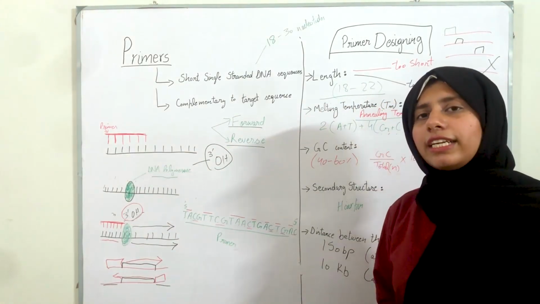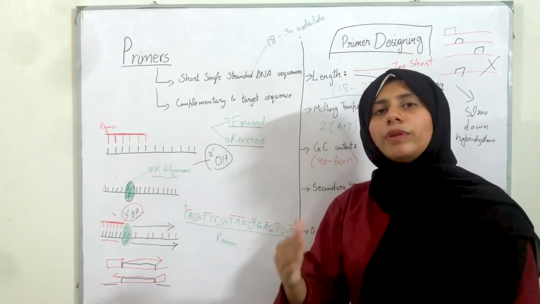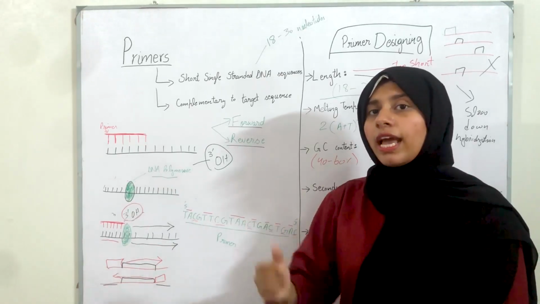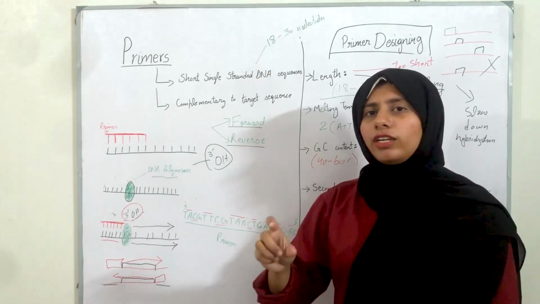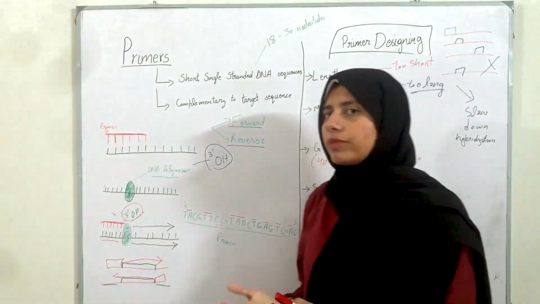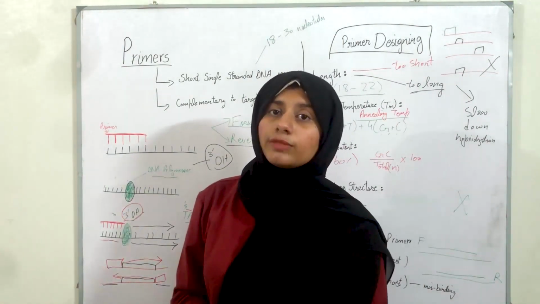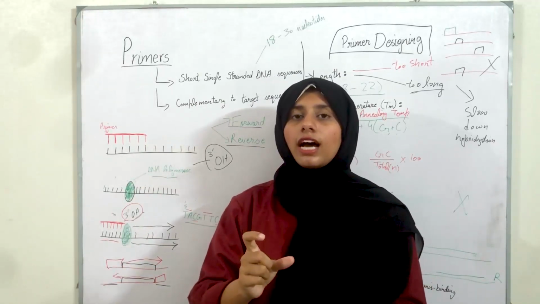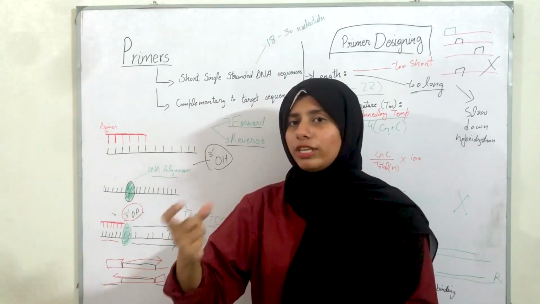Primers are short single-stranded DNA sequences. They are complementary to the target sequence and consist of 18 to 30 nucleotides. Why do you need primers when you have DNA polymerase? Because DNA polymerase is the enzyme which is actually going to synthesize your DNA.